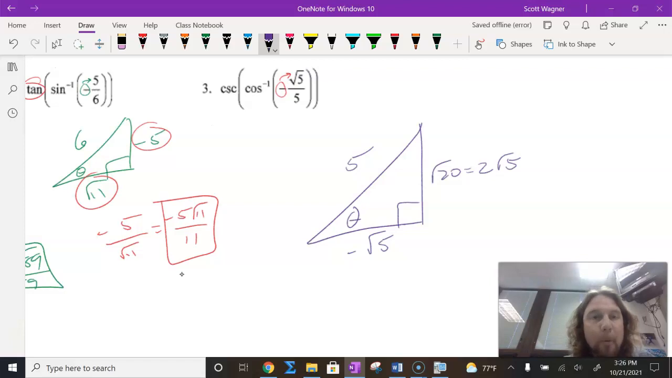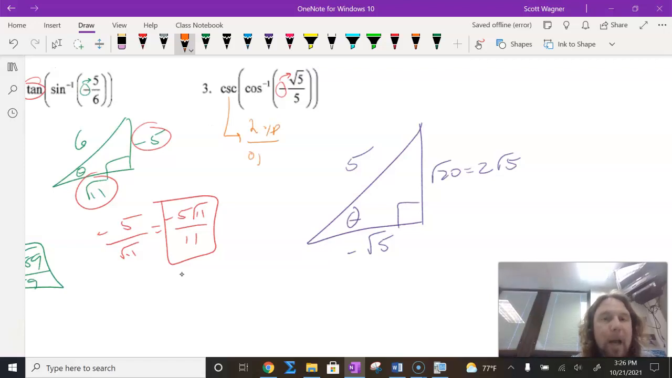Awesome. Okay, I want the cosecant though. If you forgot what cosecant was, it's the reciprocal of sine. So therefore we can say it's the hypotenuse over the opposite. The hypotenuse is going to be 5, and the opposite is going to be 2 root 5. So the cosecant is going to be 5 divided by 2 root 5. Okay, and I want to make sure I rationalize this.